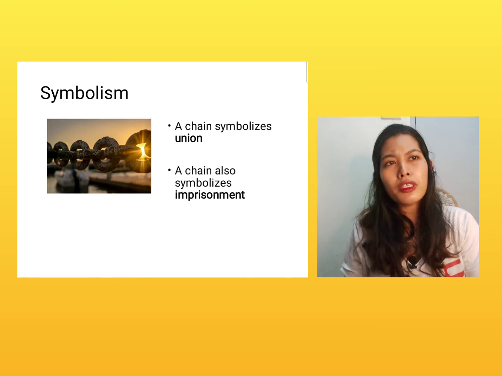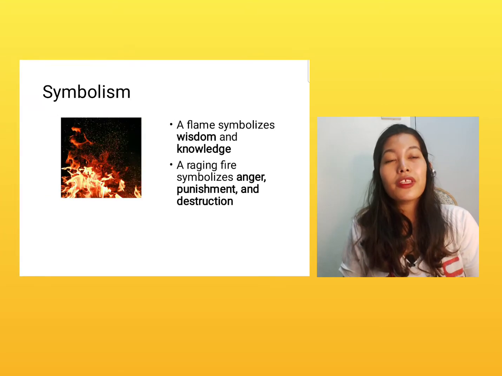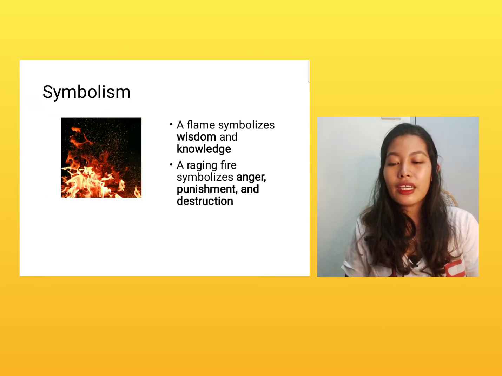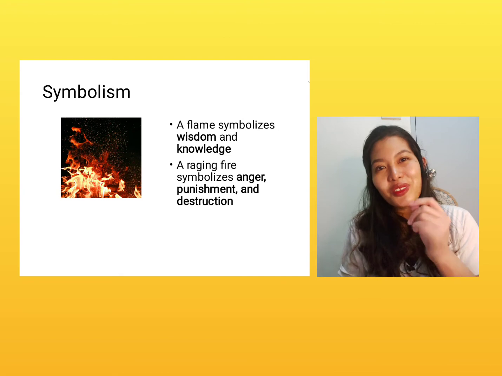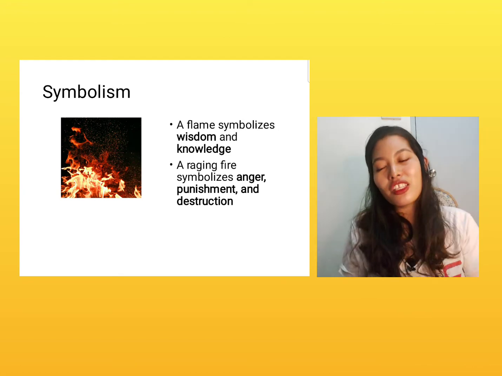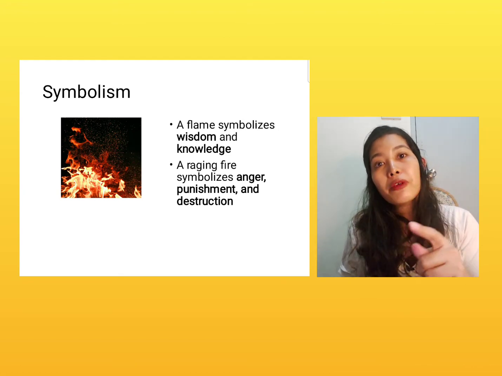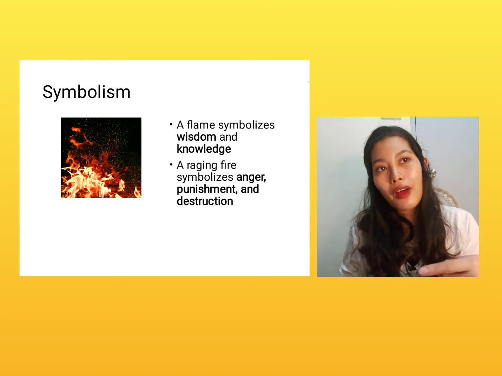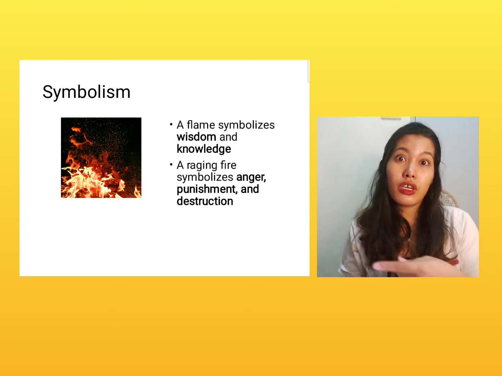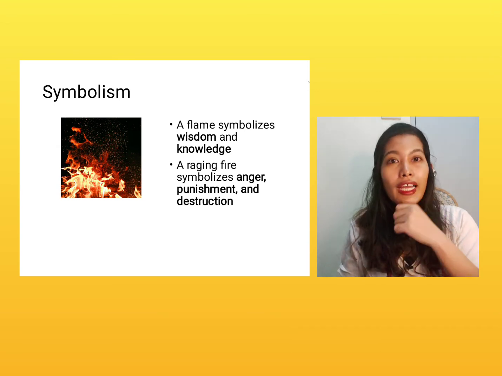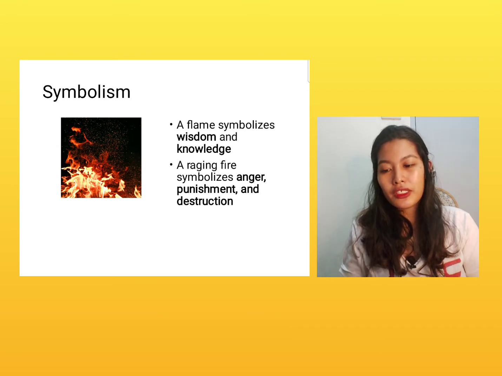Let's take a look at other examples. The second one, if you look at that, that's a fire, right? A flame, a simple one, symbolizes wisdom and knowledge, the spark of intelligence, right? However, on the other hand, a raging fire symbolizes anger, punishment, and destruction. So, again, duality of meanings.